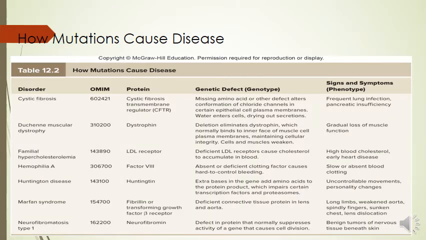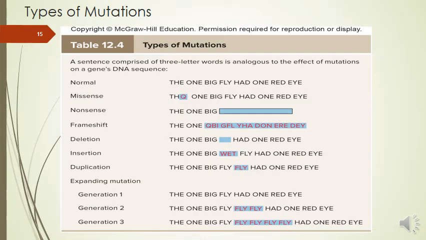This slide is showing you how mutations can cause disease, and included in this chart are some of the diseases that we're going to be looking at this week: cystic fibrosis, Duchenne muscular dystrophy, familial hypercholesterolemia, and Huntington disease. Mutations are classified by whether they remove, alter, or add function, or by how they structurally alter DNA. The same single gene disease can result from different types of mutations.